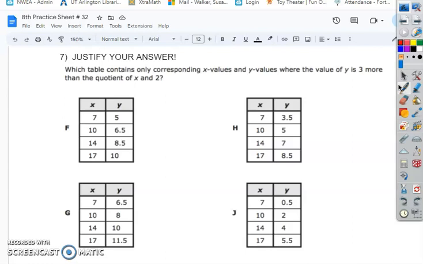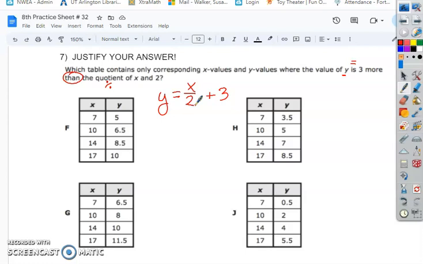So, kind of confusing. Which table contains only the corresponding x and y values? So we're trying to figure out which table is correct, where y is 3 more than, okay? That's why I'm putting the plus 3 over here. Than the quotient of x and 2. Quotient means divide. Now when I divide, guys, when we're doing equations, I'm going to do it like this, okay? So here's what you would do, okay?